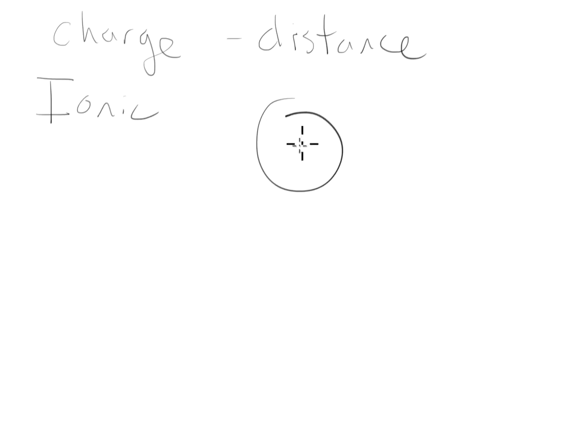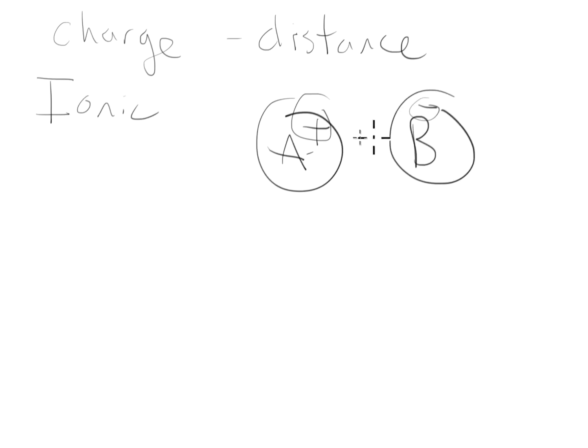So that's where you have A and B. One is positively charged, one is negatively charged. You have a lot of charge. These ions can get right close to each other. So you have high charge with low distance. Okay, so ionic bonds would be the strongest.